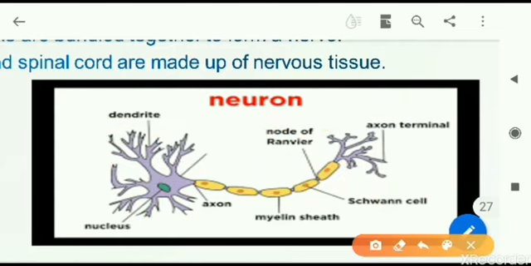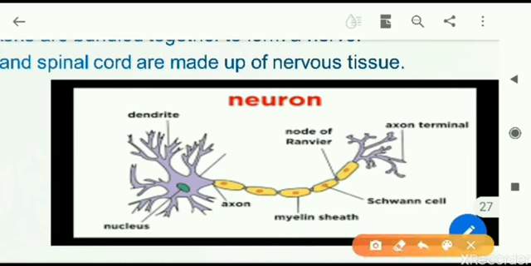So two things we have seen: cyton and dendrites. After that, these all are dendrites here. From the center, on this side also many branches, different types of branches are appearing, and here also one branch appeared, but this branch has become very, very long. So this is also a dendrite.